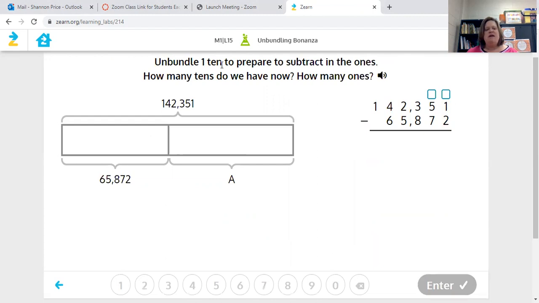So it wants us to unbundle one of the tens to prepare to subtract in the ones. So I'm going to my neighbor. The ones are going to go to their neighbor in the tens column, and they're going to borrow, but they're not going to borrow one. They're going to borrow an entire 10 because this stands for 5 tens and this stands for 7 tens. So if I borrow 10 from 50, because 5 tens, 10, 20, 30, 40, 50, that's going to leave me with 4 tens.